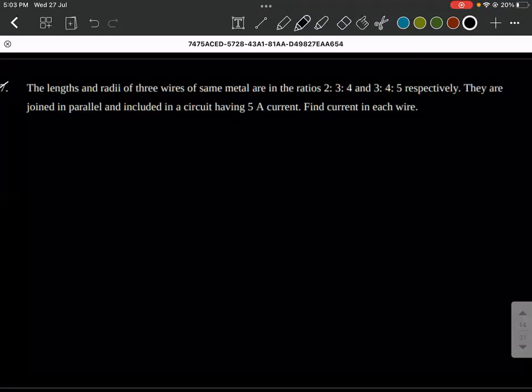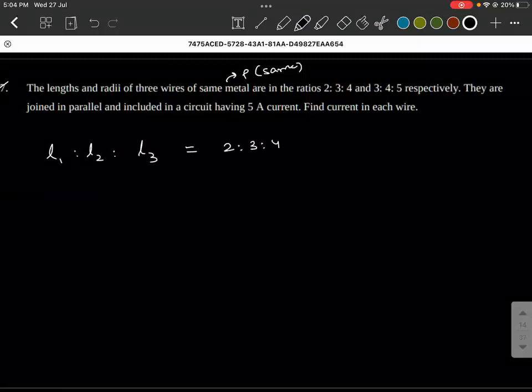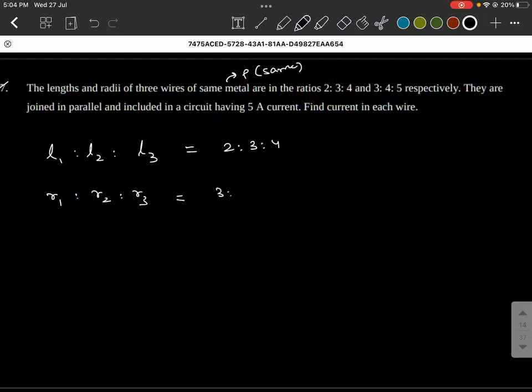The lengths and radii of 3 wires of the same metal. What do you mean by same metal? Very good. Wherever they say it is the same metal, the first thing you need to have in your mind is that the resistivity is the same. So rho is the same. L1 is to L2 is to L3 are in the ratio 2 is to 3 is to 4, and the radii R1 is to R2 is to R3 are in the ratio 3 is to 4 is to 5. Is that clear?